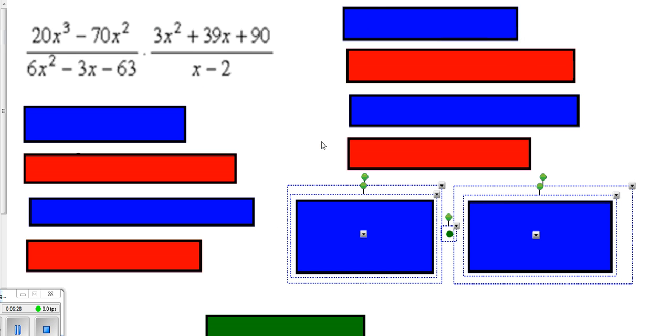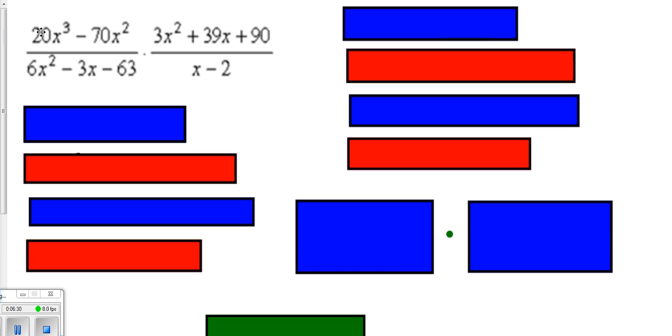All right, this is where things get even more tricky. We've got 20x cubed minus 70x squared all over 6x squared minus 3x minus 63. That rational expression is multiplied by 3x squared plus 39x plus 90 all over x minus 2. First, we need to look at our two trinomials. This one has 3 terms, 1, 2, 3, so it's a trinomial. This one is a trinomial.